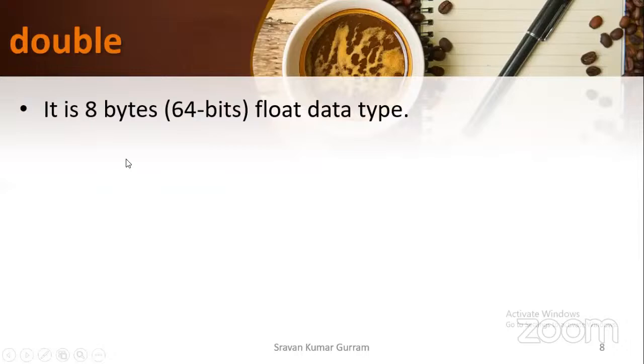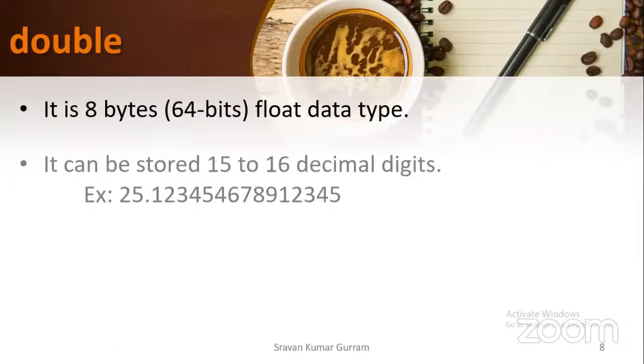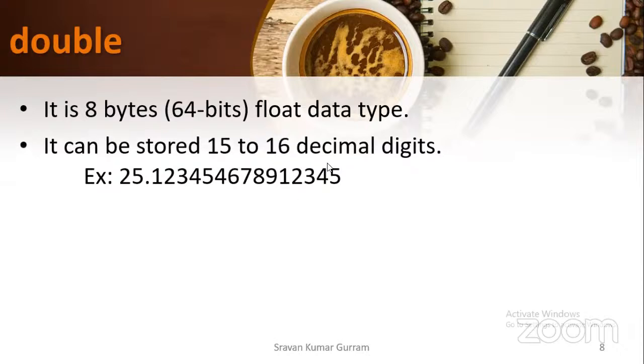Coming to the double type, if you want to store a very lengthy value or a more accurate value, you can go for the double type, which takes 8 bytes of memory, and you can store 15 to 16 decimal digits after the decimal point. You can write 15 to 16 digits, a more accurate value. Generally, this is used in scientific calculations.